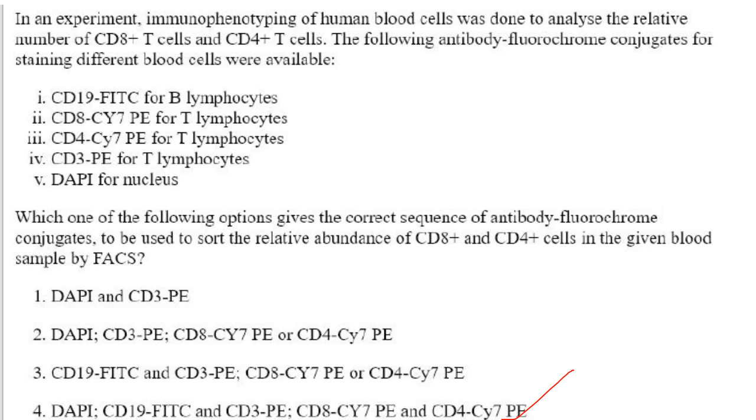CD8 Cy7-PE and CD4 Cy7-PE are used to distinguish and identify CD8 plus T cells and CD4 T cells respectively. So first DAPI stain, then CD19 FITC and CD3 to distinguish between B lymphocytes and T lymphocytes. Then CD8 Cy7-PE and CD4 Cy7-PE for distinguishing between and sorting out CD8 plus and CD4 plus cells. So this is how you do immunophenotyping of these blood cells. So that is the answer.